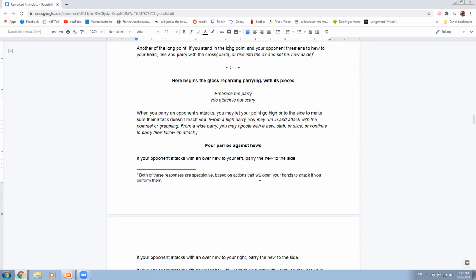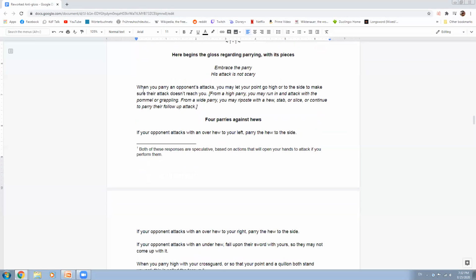Okay. So next is the gloss regarding parrying. So we've seen many parries already, and we'll see many more. So when you parry your opponent's attacks, then you can let your point go high or to the side so he doesn't reach you. And then from a high parry, so why would you parry like that? A, because it's secure. B, from a high parry, you can run in and attack with the pommel or grappling. From a wide parry, you may riposte with a hew, stab, slice, or continue to parry their follow-up attack.